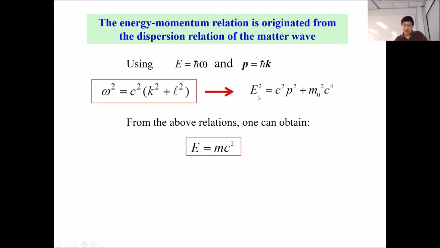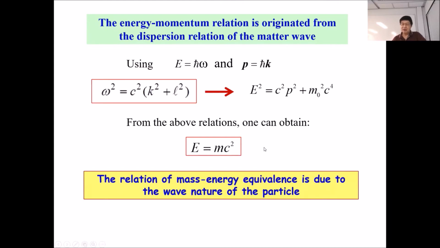Now, from this energy momentum relation, it's very easy to derive E equals mc squared. Now, the mathematics is very simple. Here we don't want to bother you with detail, but if you want to look at the derivation, you can go back and check my paper. At the end of this talk, I'm going to give you the reference. So E equals mc squared can be derived very simply from this energy momentum relation. That means the mass-energy equivalence is due to the wave nature of the particle.